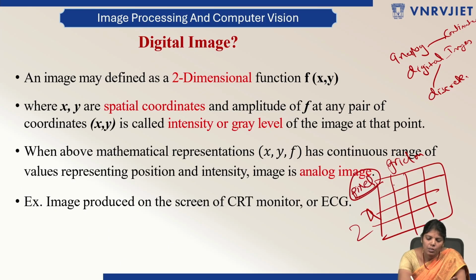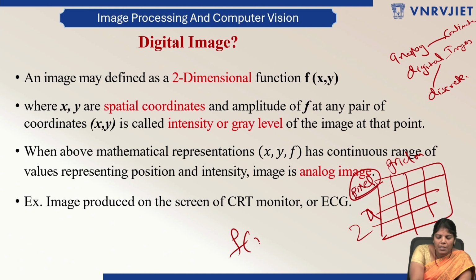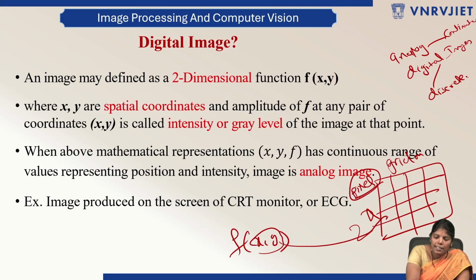The image can be represented in terms of f(x, y). What does it mean, x and y? Here x and y are the coordinates of that particular location. Suppose I have the coordinates x as 20, 30, 40 like that.